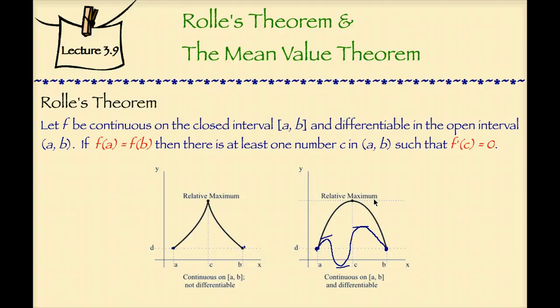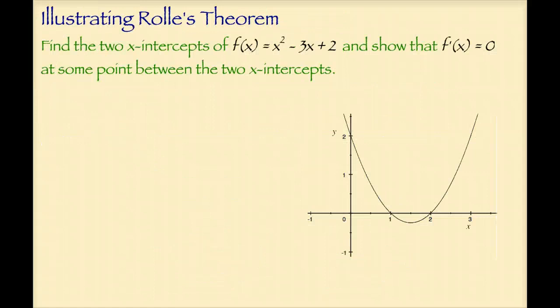So now let's look at a couple of examples where we put Rolle's theorem into practice. Here's the first one. Find two x-intercepts of f of x equals x squared minus 3x plus 2 and show that f prime of x equals 0 at some point between the two x-intercepts. Now what's going to happen is when we find our x-intercepts, there are two of them, we'll say that they are a and b. Those will be the endpoints of the interval that we're looking at.